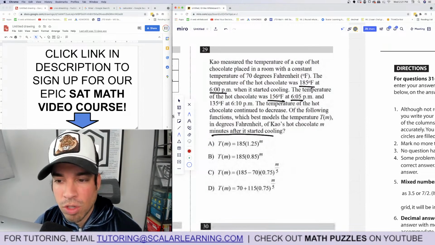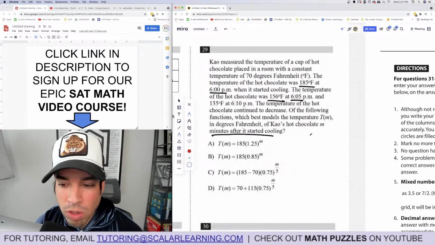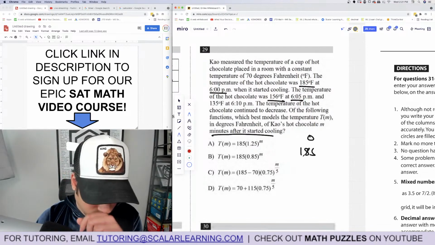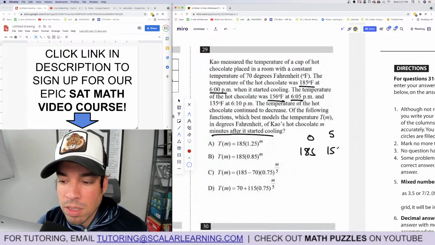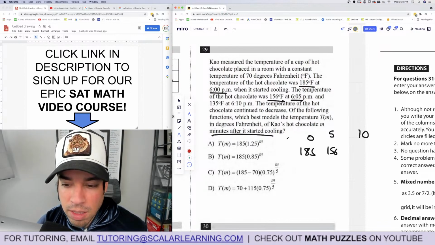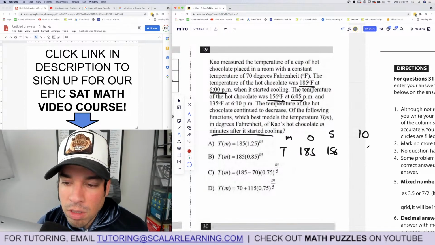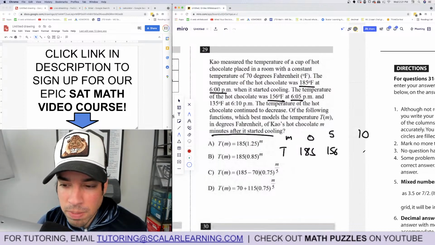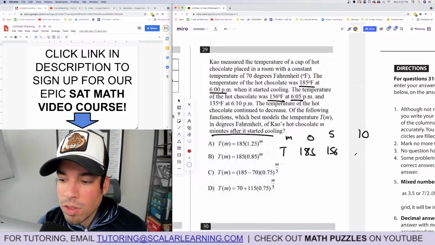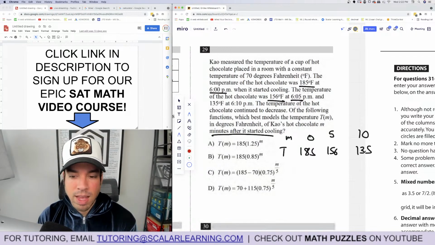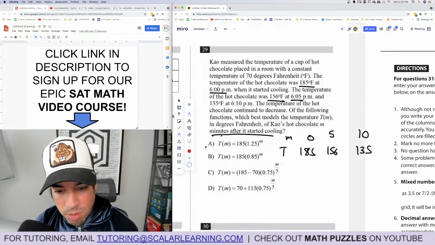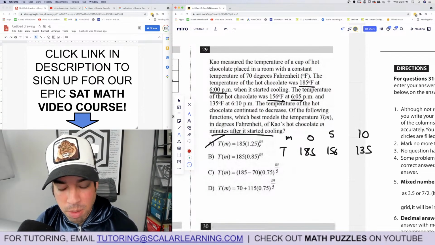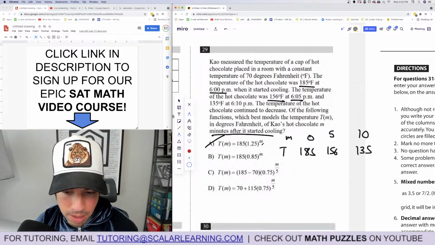Okay, got it. So at 0 minutes after it started cooling, it's 185. 5 minutes after it starts cooling, it's 156. 10 minutes, and see, this is M and this is temperature. 10 minutes after it starts cooling is 135. So we got some really nice data points here. Okay, let's start looking at these. By the way, this is out because this shows an increase in temperature because it's above 1. So that's easy to eliminate.